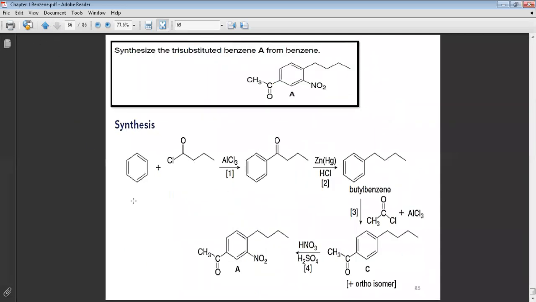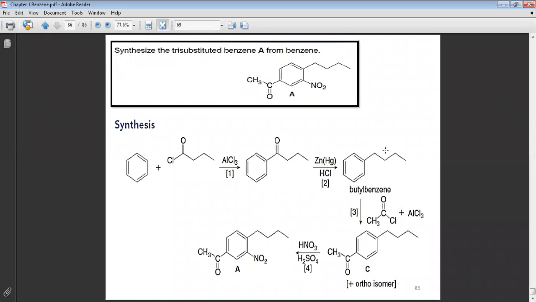And this is also synthesis of a trisubstituted benzene from the benzene. Look, we want to prepare this compound. Number 1, acylation. This is the acyl group. Is the acyl group ortho, meta, or para directing? Meta. But we need an alkyl group. How will the acyl group be converted to the alkyl group? Reduction. Clemmensen reduction, or Clemmensen and Wolff-Kishner. Clemmensen reduction gives the alkyl group.